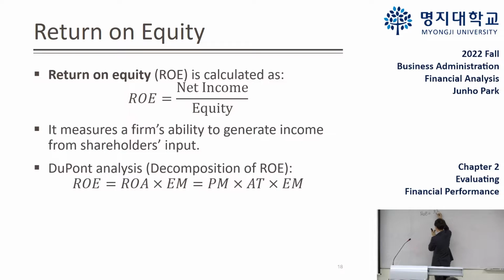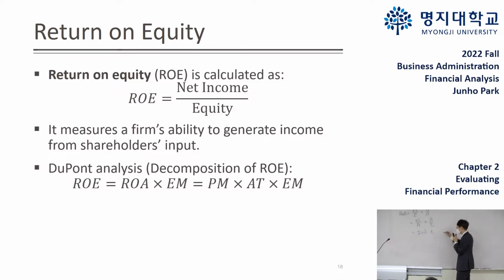net income divided by equity, and you can multiply the same numerator and denominator. So I'm going to multiply A over A, assets over assets, and I'm going to replace them. So you get net income over asset times asset over equity. So net income over asset is, by definition, ROA, and asset over equity is equity multiplier.